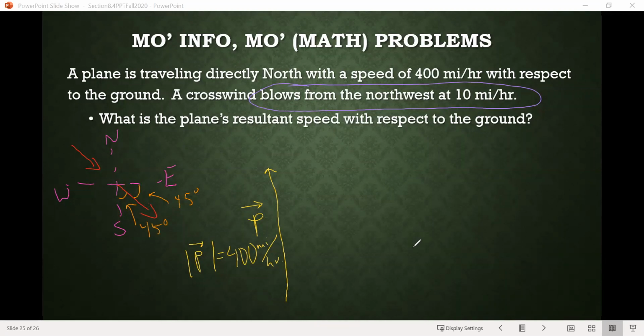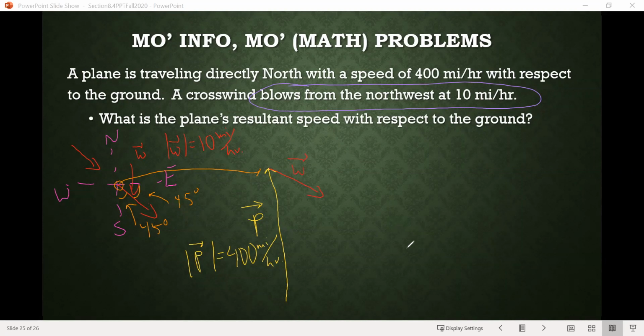Okay, and because I'm running out of creativity, I'm just going to call this vector W again. And the magnitude there is still 10 miles an hour. To see how it impacts the velocity of the plane, we'll add this again to the end of the vector P. So in this case, we'll get something that looks like this. Okay, so this will be our vector W.